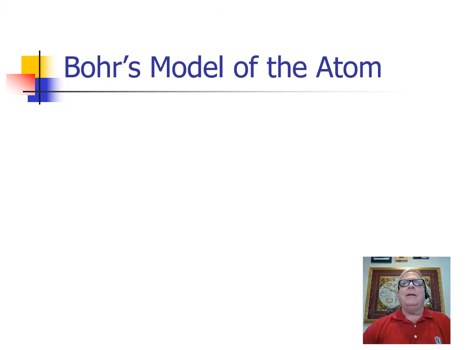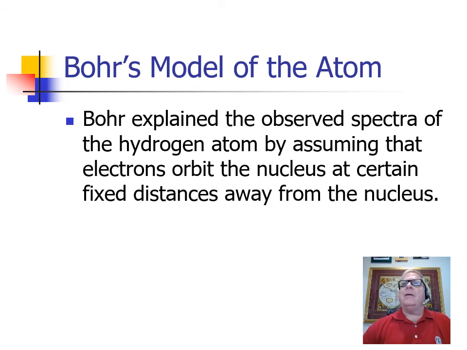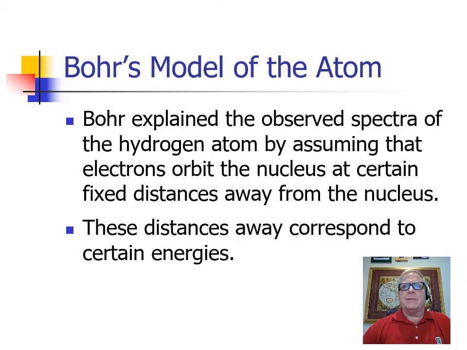Now, in 1913, Niels Bohr was able to publish a model for the hydrogen atom that explained the observed spectra of the atom by assuming that the electrons, the negative particles, are orbiting the nucleus at certain fixed distances away from the nucleus. And making that assumption, he was able to explain why we only see certain frequencies of light being emitted by the atom. The central idea is that these different orbital distances correspond to certain energies. And so although Bohr's model of the atom is not the currently accepted model of the atom, it was the first to really quantize the different possible energies that an atom can take on.